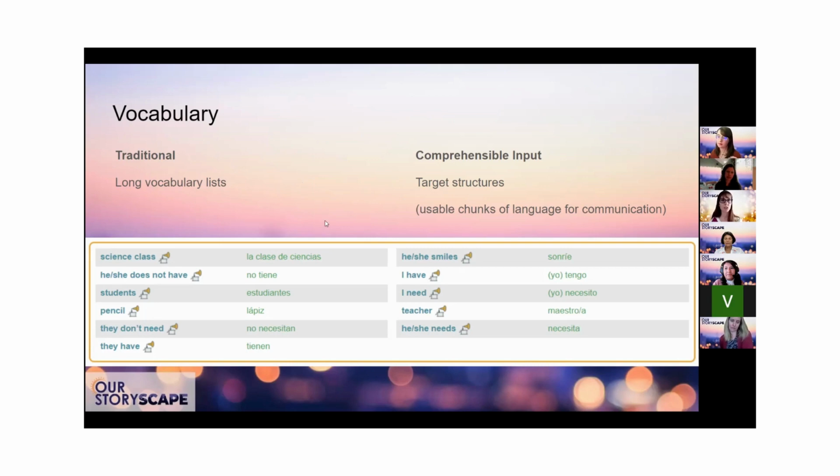So I included a screenshot of some vocabulary from our Storyscape to show you how that's different. It's a lot shorter than what you're going to see in a traditional text. There's not a huge long list of words, and there are usable chunks of language. Normally you're not going to see 3 words together, but in comprehensible input, you put those together so that students can use it for communication. So it's more about using little pieces of language that they can communicate with rather than memorizing individual phrases that they have to piece and chunk together to try to make sentences. So we're looking at target structures in comprehensible input as opposed to vocabulary lists of isolated words.